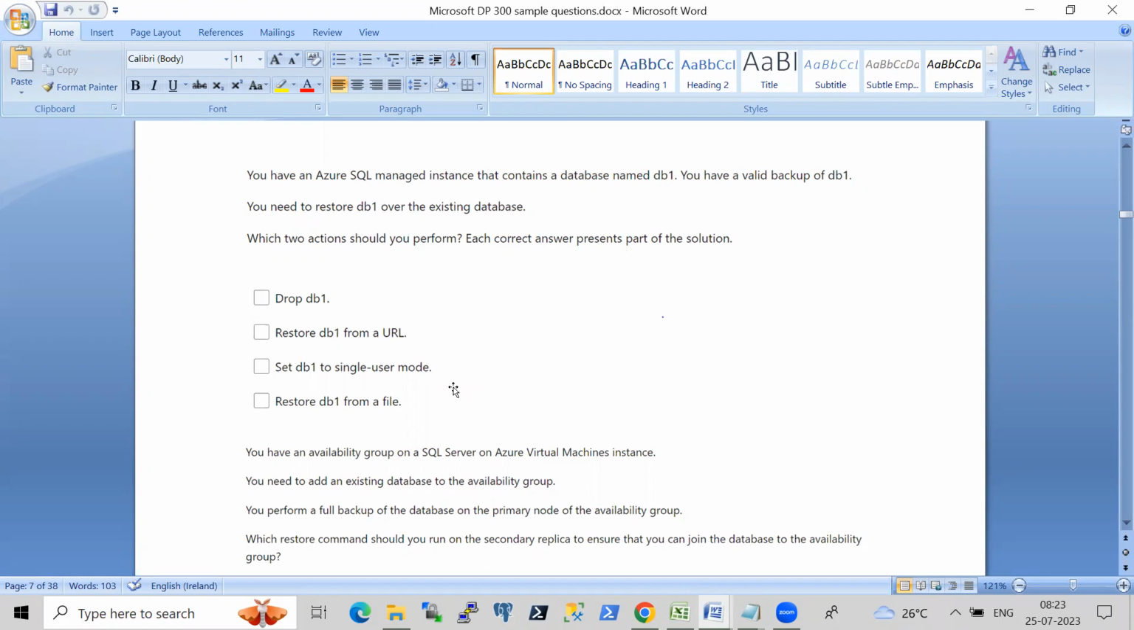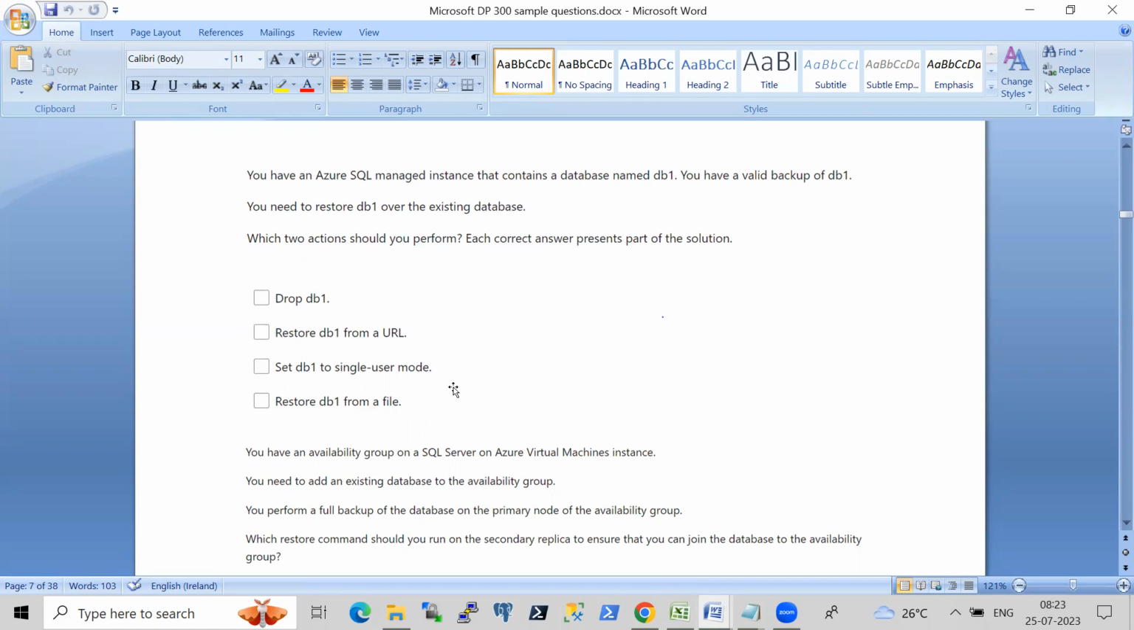Yes or no? Okay. Not possible. So remember, guys, if it is MI, you can't take the database offline. It's not possible. You can't override the database. And you can't take the database into single user mode also.